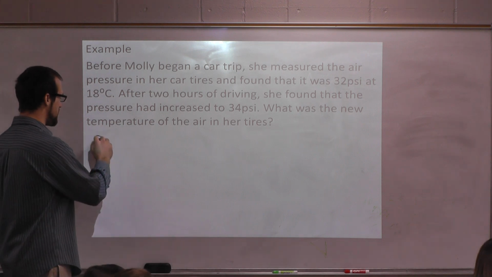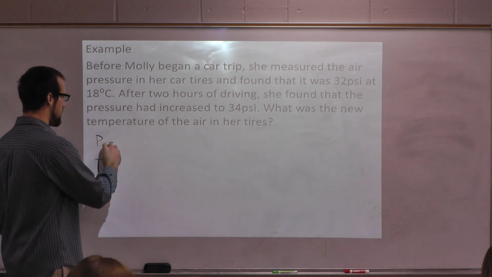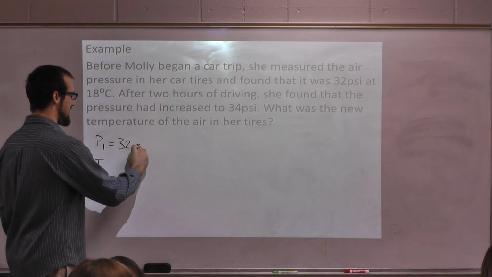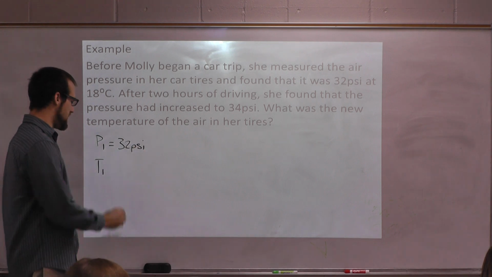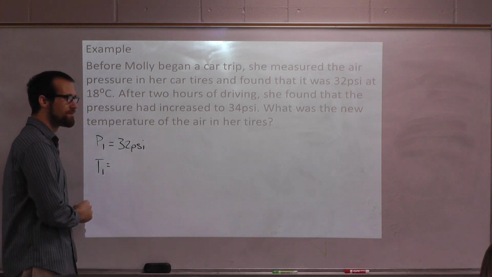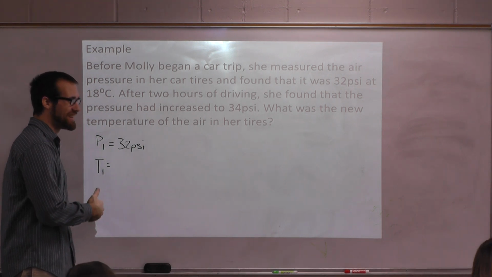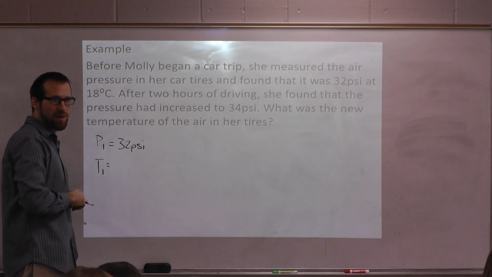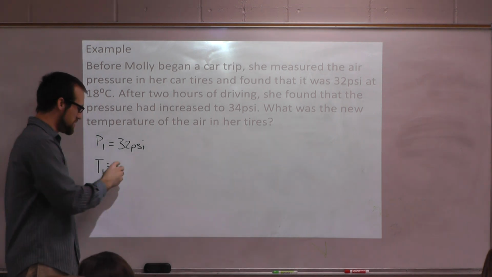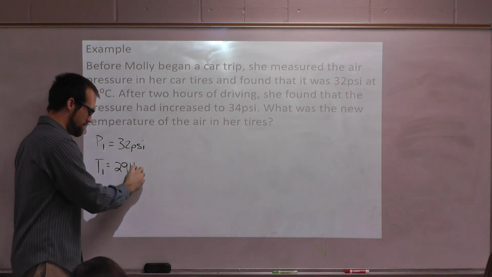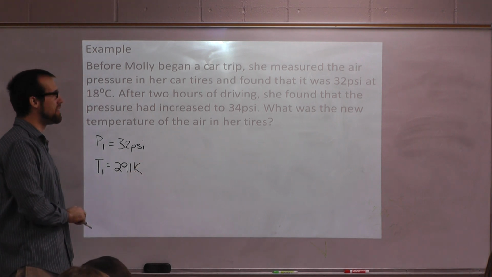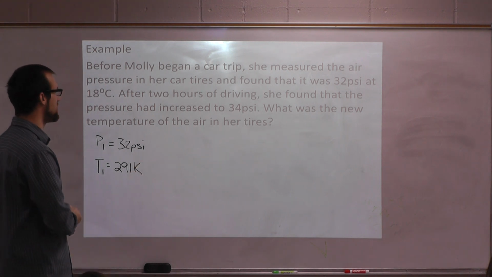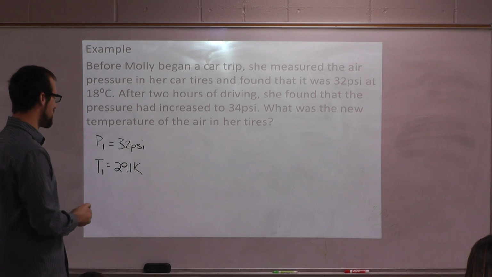So there is P1 and T1. P1 is 32 psi. Temperature is 18 degrees Celsius. What is the correct temperature? 291. Must be in Kelvin. Okay, after 2 hours of driving, she found that the pressure had increased.